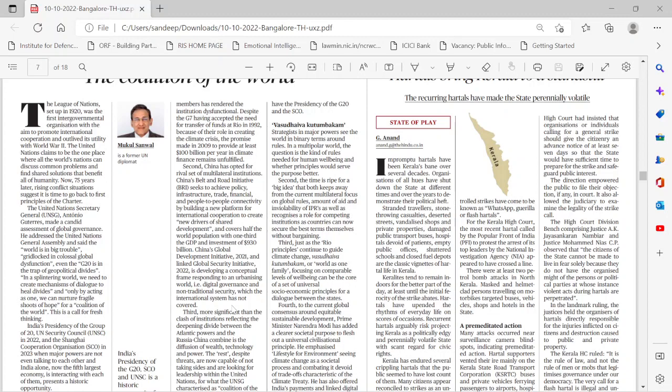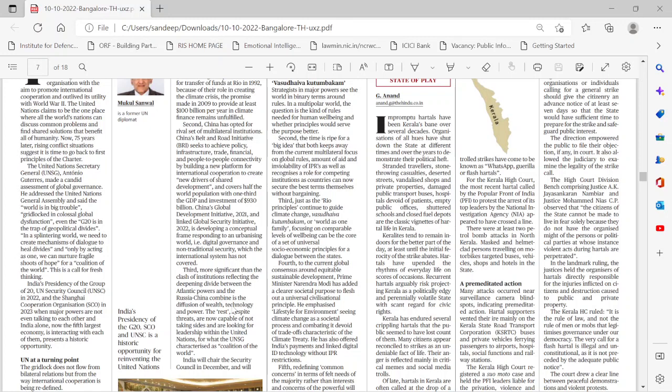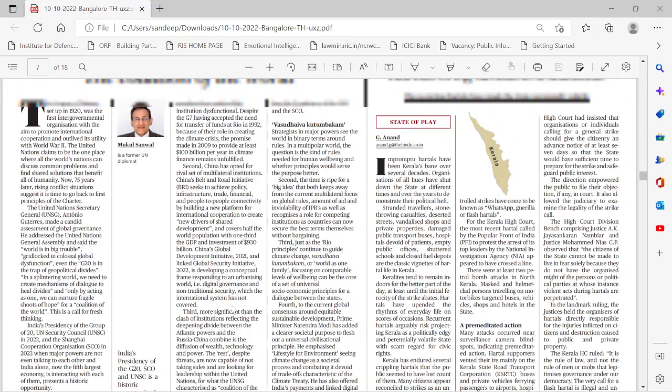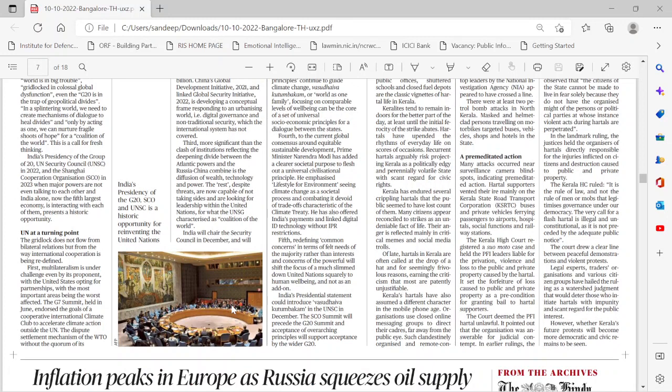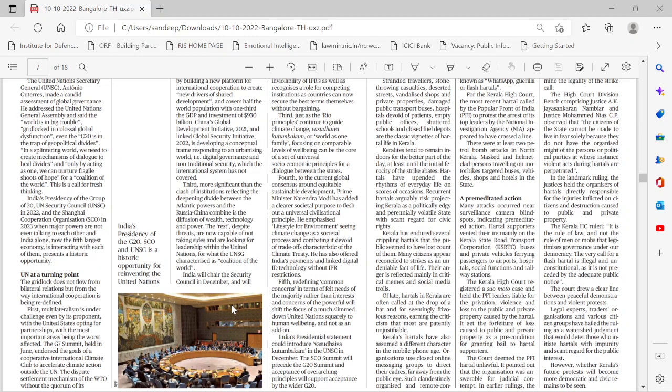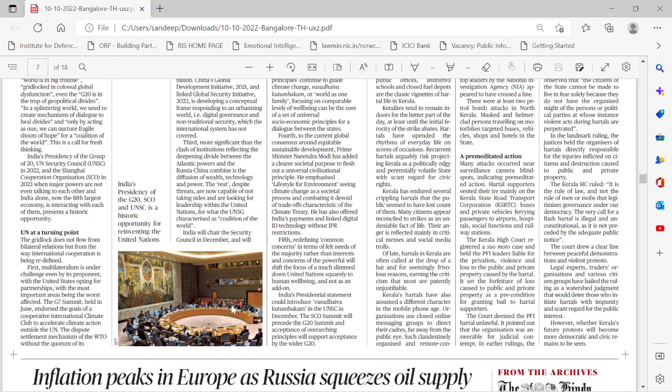India is going to be president of G20, SCO Shanghai Cooperation Organization and UNSC. Full stop. India should utilize this to bring significance to world governments.